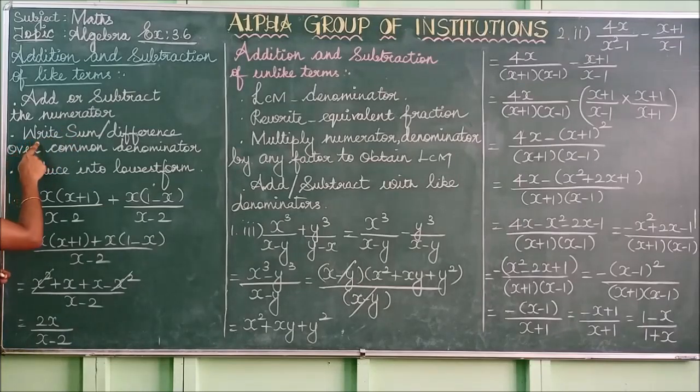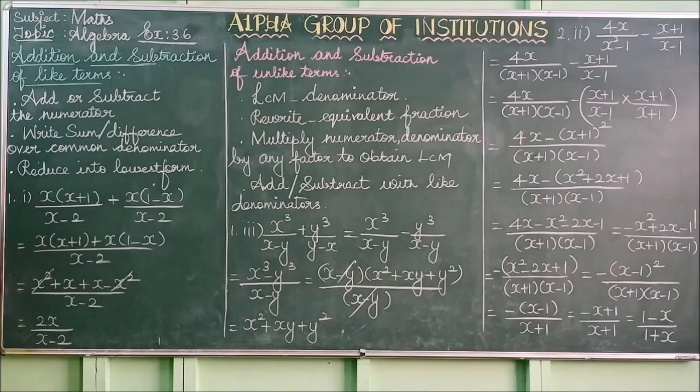The second step is to write the sum or difference over the common denominator. You already have a common denominator. So in this step, you add or subtract the numerator values above. Then reduce it into the lowest form.